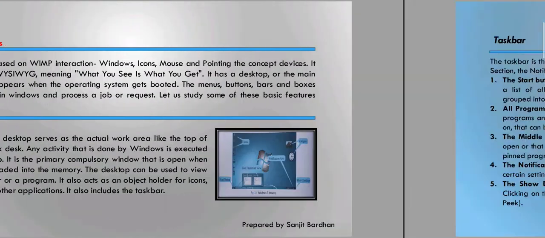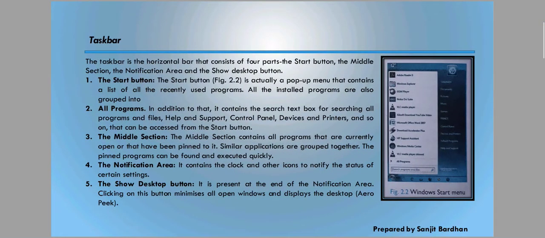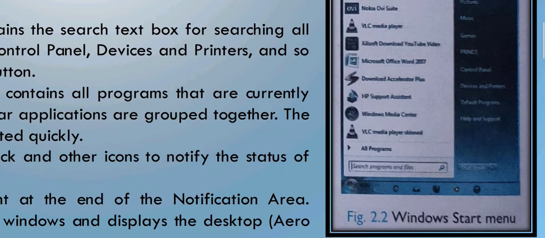Okay, next is the taskbar. We all know that the taskbar is present at the bottom of the desktop, and in the taskbar there are different types of buttons. The taskbar is a horizontal bar that contains four parts: the start button, middle section, the notification area and the show desktop. Here you can see the taskbar has the start menu, then there are some icons.